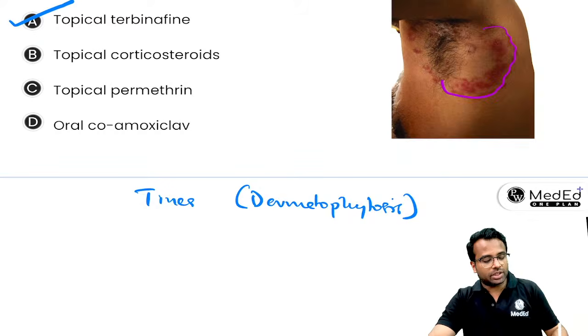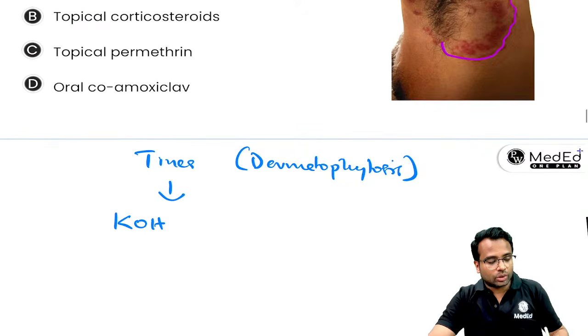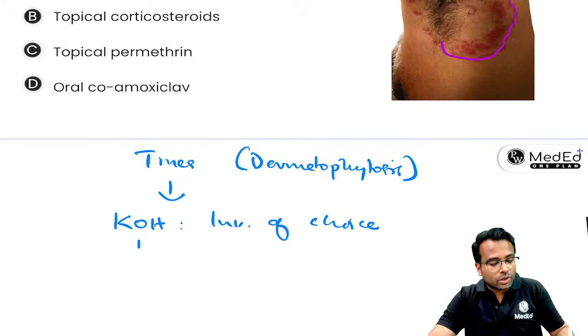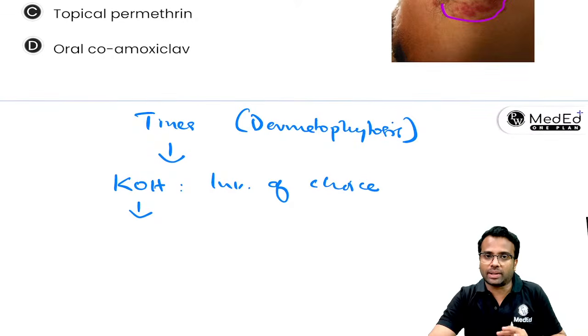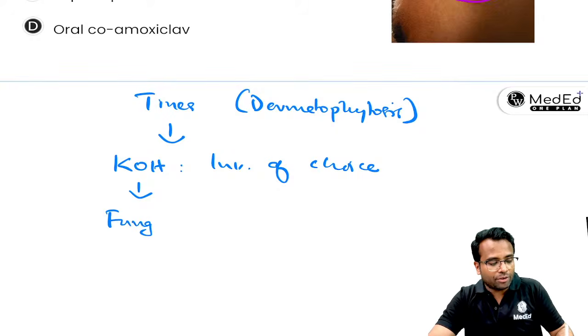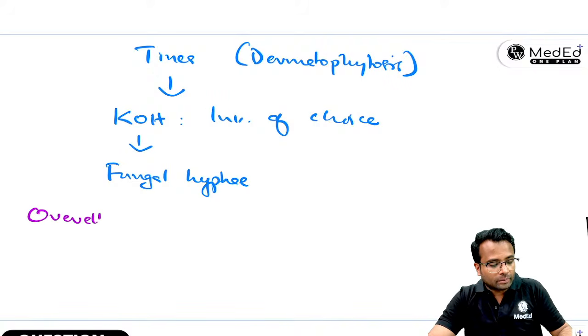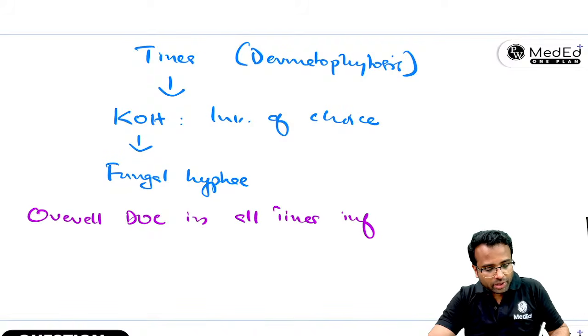And once the complaint is itching, the next step of management is you will have to go for a KOH test. So this KOH is going to be the investigation of choice. And once you do a KOH test, what are you expecting in a patient who is having dermatophytosis? Here you can see the fungal hyphae. And the answer here in this MCQ was terbinafine. The reason is because the overall drug of choice in all tinea infection is going to be terbinafine.